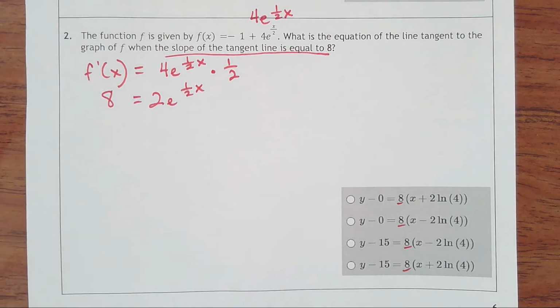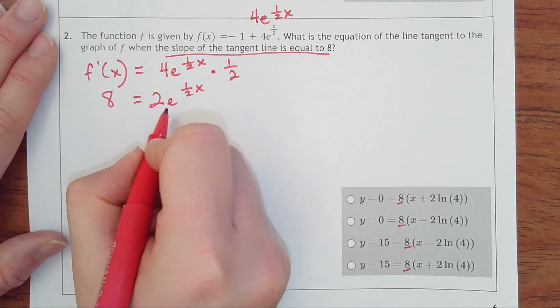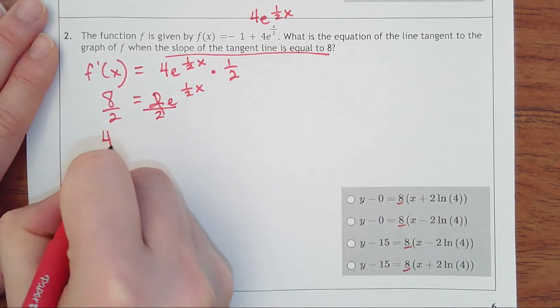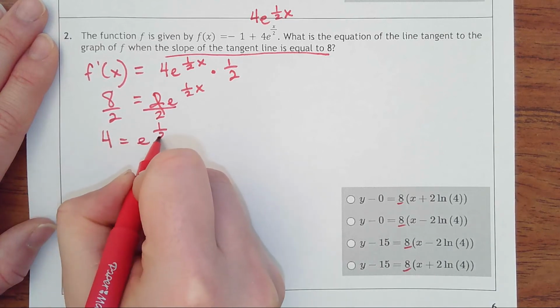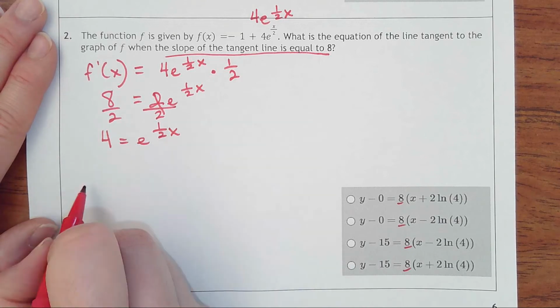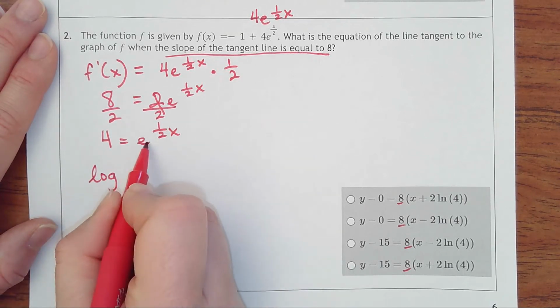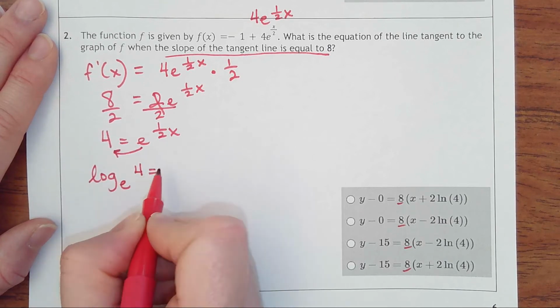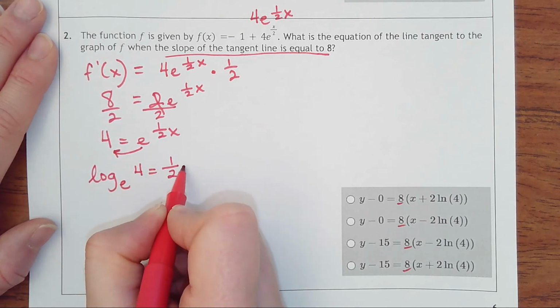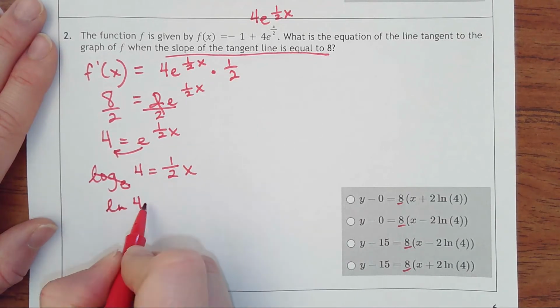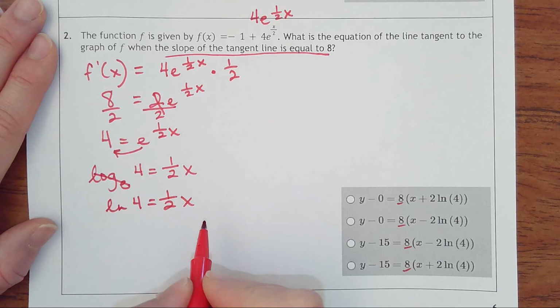So what we want to do here is isolate e, the exponential part. Then we'll be able to turn it into a log. And so I want to divide by 2. It'd be 4. Okay, so let's change an exponent into a log. Remember we say log with the base e of 4 equals 1/2 times x. And remember that log base e is really natural log of 4 equals 1/2 x. And we're trying to solve for x here.